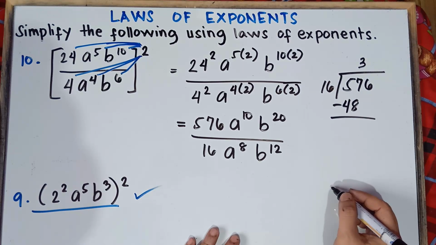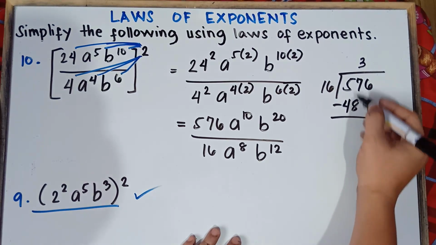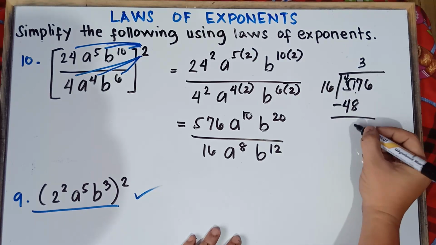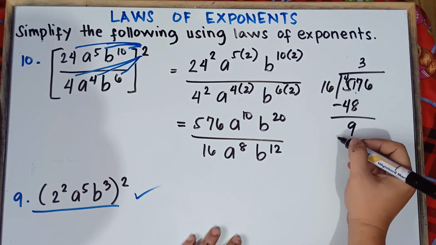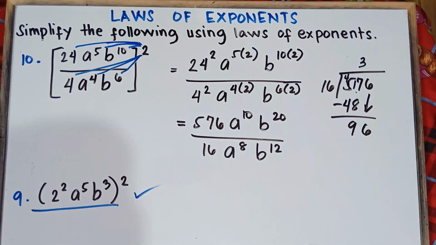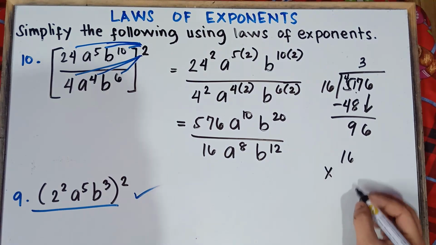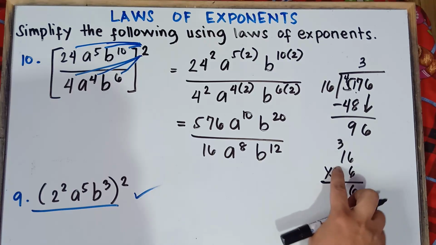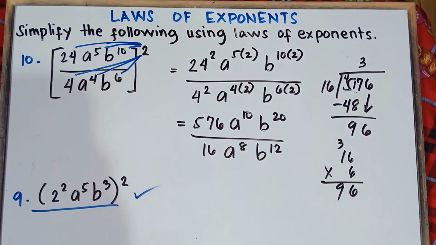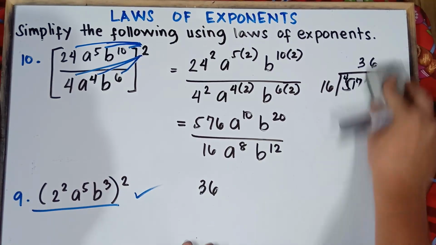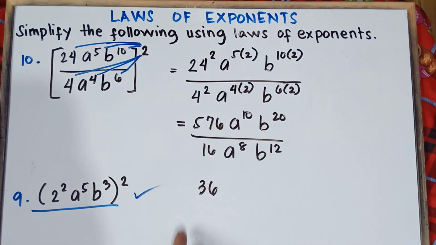Subtract. 7 minus 8 cannot be, so borrow 1, this becomes 4, this becomes 17. 17 minus 8 is 9. And then 4 minus 4 is 0. So bring down 6. 96 divided by 16, I think that is 6. Let's check. 16 times 6: 6 times 6 is 36, 6 carry 3. 6 times 1 is 6 plus 3 is 9. 96. So 576 divided by 16, the answer is 36.